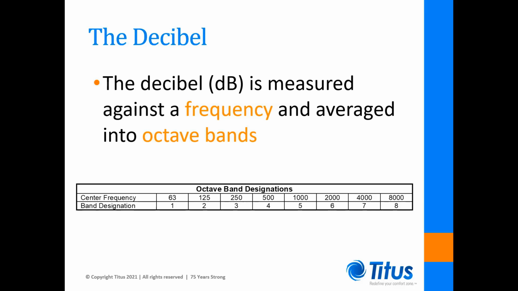In order to make it easy to talk about groups of frequencies, the entire audible sound spectrum has been divided into 8 equal bands called octave bands. Each band is defined by its center frequency. So the first band is centered on 63 Hz, the second band on 125 Hz, the third band on 250 Hz, and so forth. You'll notice that the frequency doubles each time, and that puts the 8th band at 8,000 Hz. We'll talk more about octave bands later.